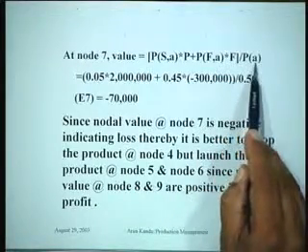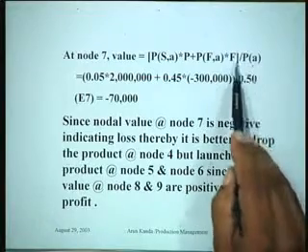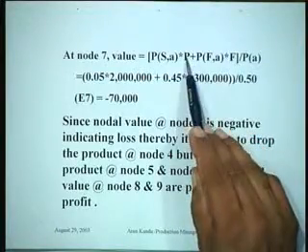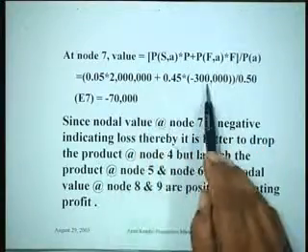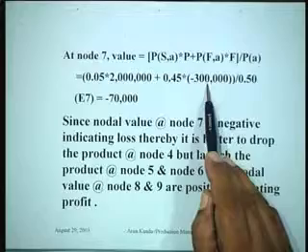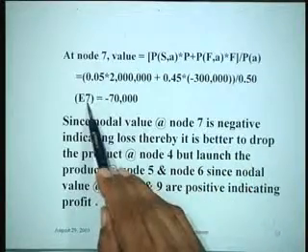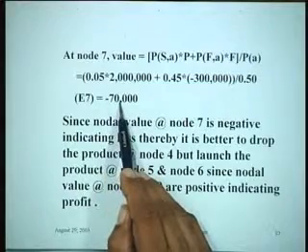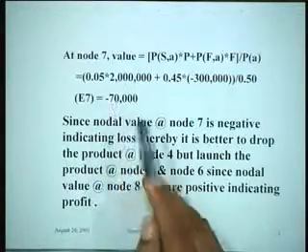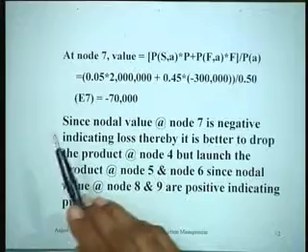values that you have for this particular profit and loss here, profit and failure here. So 2 million rupees and 300,000 rupees, which is the loss. And so you get the expected value for node 7 as minus 70,000. Exactly similar logic is followed for the other nodes, 8 and 9.